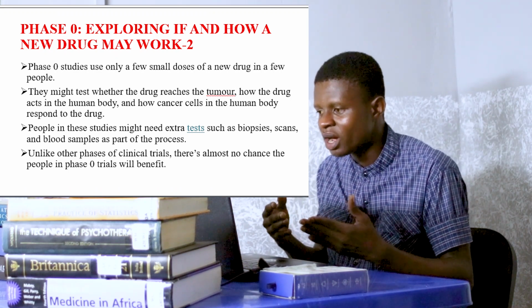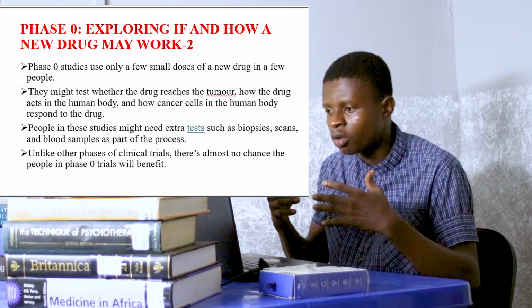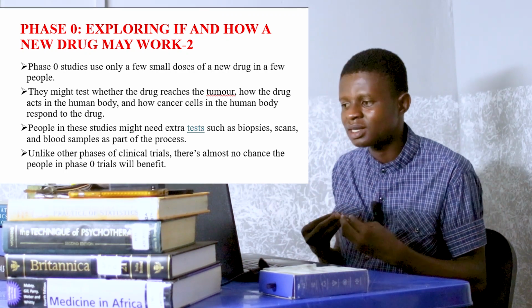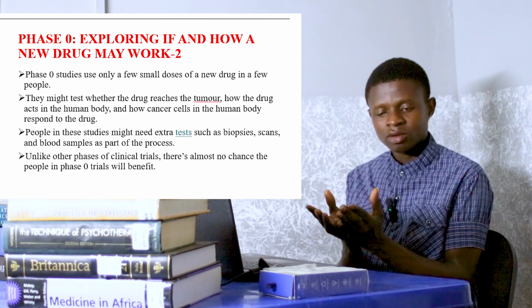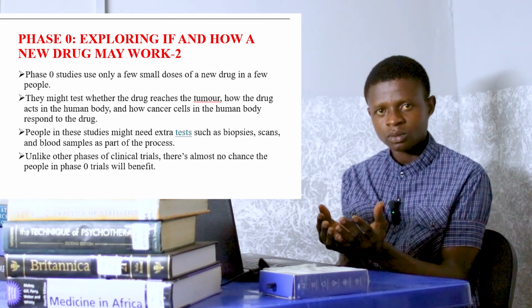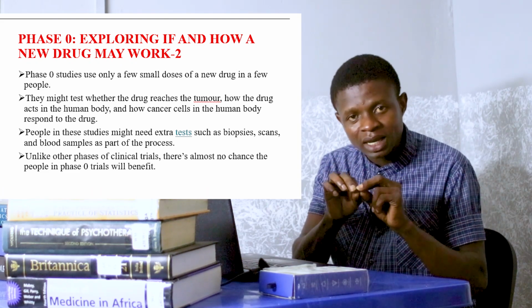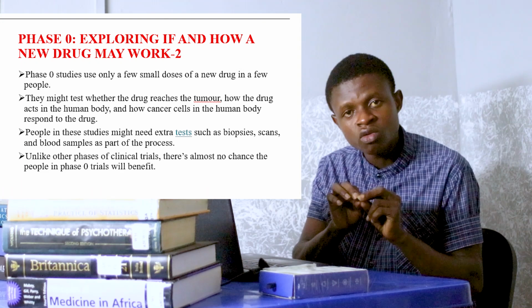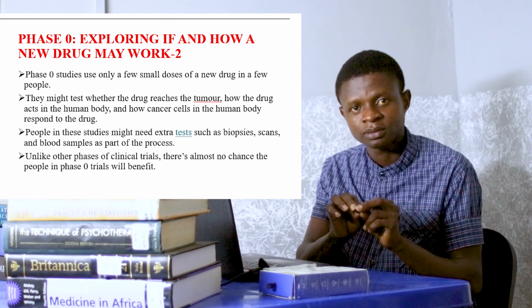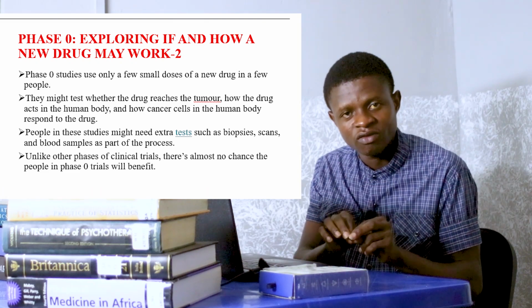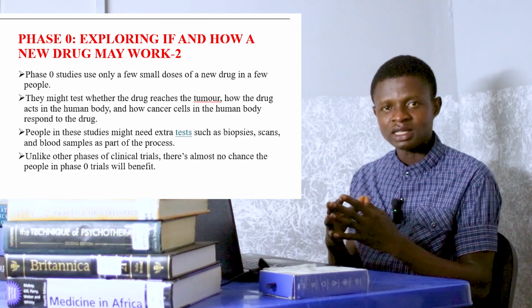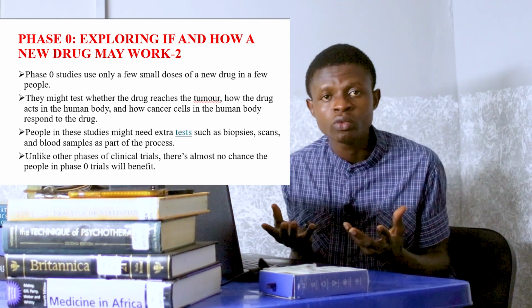And then they might test whether the drug reaches the tumor or acts in the human body, and how the cancer cells in the body respond. So is the drug able to do what is expected of it? And how do the people react to it? If you've given the drug or the vaccine to the person, is the vaccine able to tackle the issue? Is it able to prevent the spread, the growth of the tumor? Is it able to suppress the infectivity of the virus or the bacteria? So these are the things that at phase 0 we look out for, and how the body responds and reacts to the vaccine or the drug.